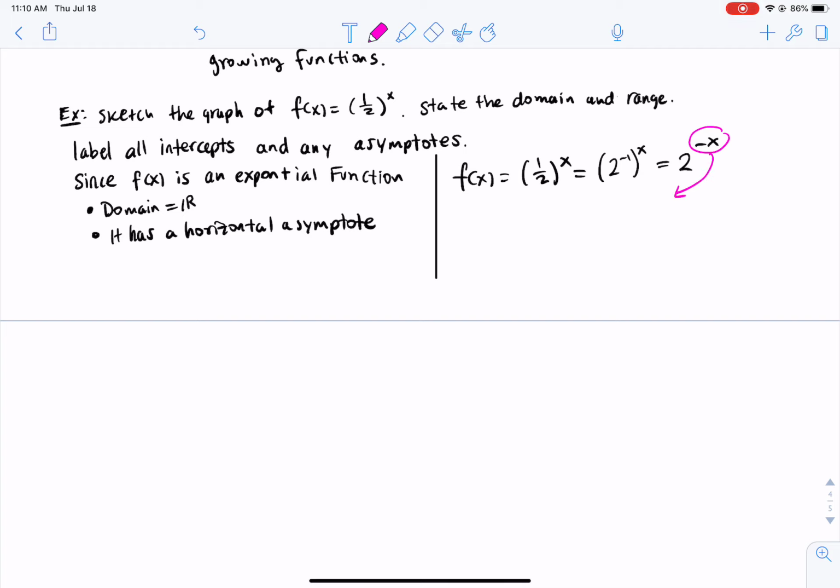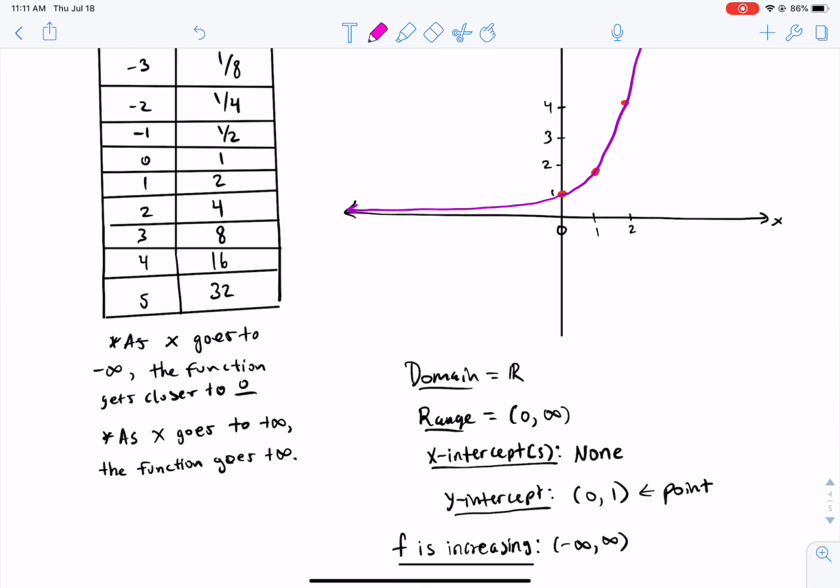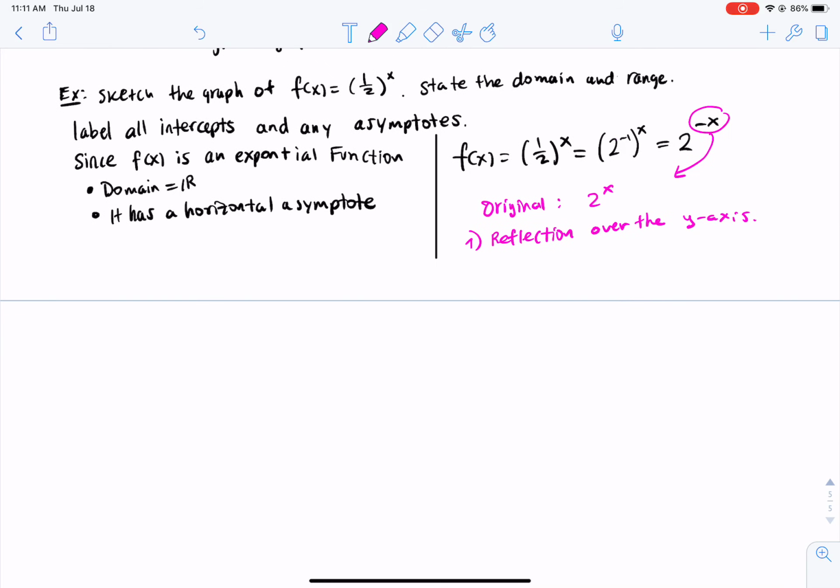So if you think about the original function being f of x, or just 2 to the x, we are simply making one transformation: reflection over the y-axis. Nothing else. When you reflect something about the y-axis, the horizontal asymptote does not change. If you have a horizontal asymptote at y equals 0, when you reflect the entire thing over the y-axis, the horizontal asymptote is still going to be invariant. It doesn't change.